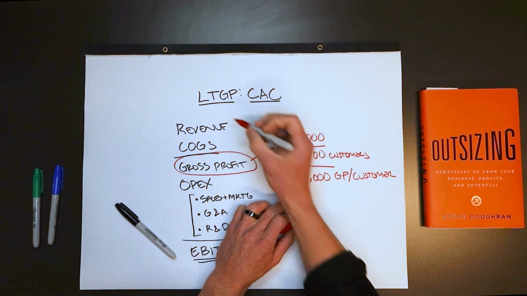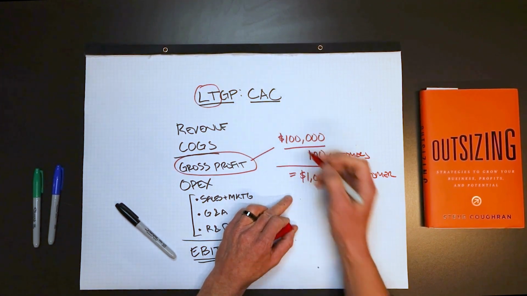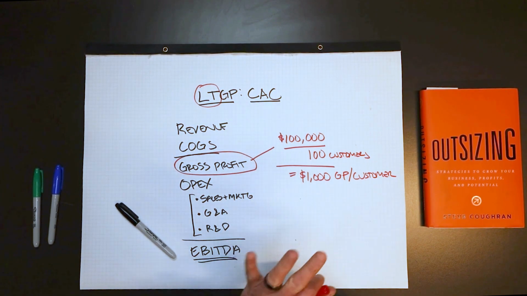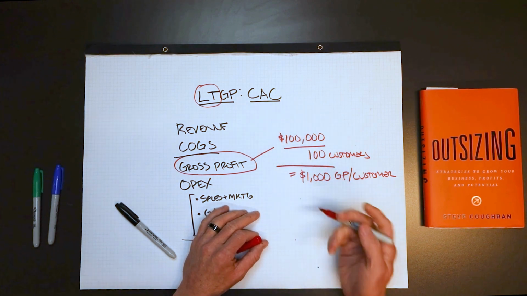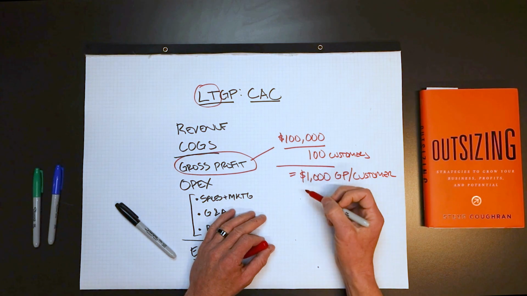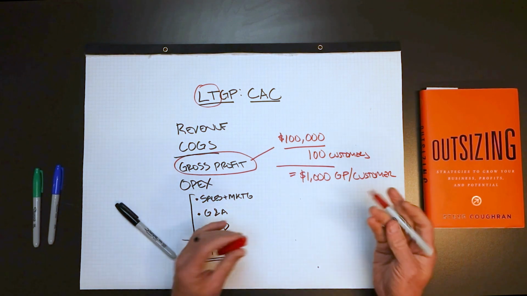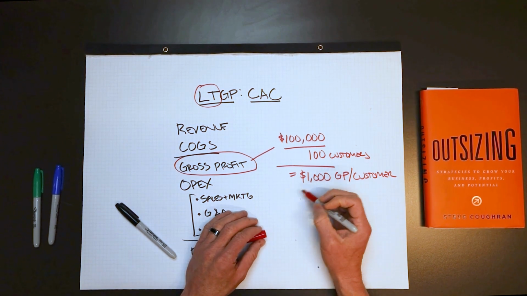Now, here's the thing. What about the LT, the lifetime? How do you calculate that? And that's where it gets a little nuanced and a little tricky. So here's the deal. If you want to be conservative, then what I would do is I would just say the lifetime is 1 year. That's going to be the most conservative approach to this. If not, you can look at your churn rate, and your churn rate will help you to understand how long a customer will stay with your company.